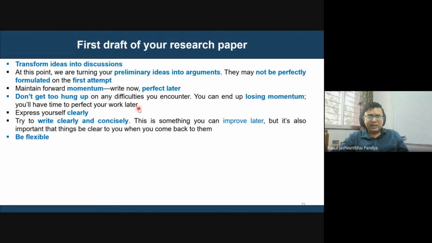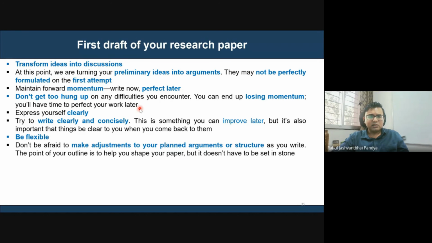And generally, when writing, we should be flexible. We shouldn't be rigid, because we may have to make adjustments to our plans, even to our structure, right? When we go further, we find loopholes, and we have to go back and change it. When we go further, we find a few more, so we have to go back and change it. So it doesn't have to be set in stone. We can keep coming back and keep doing things.